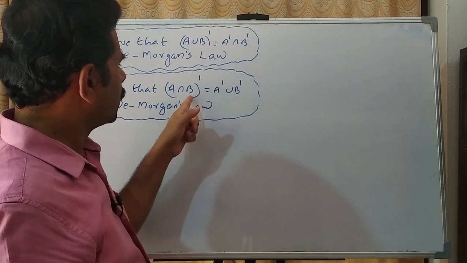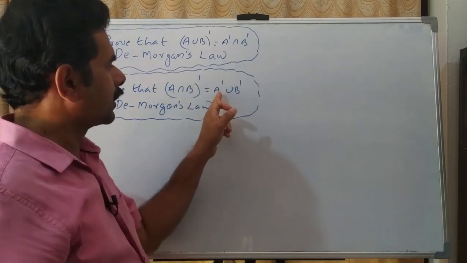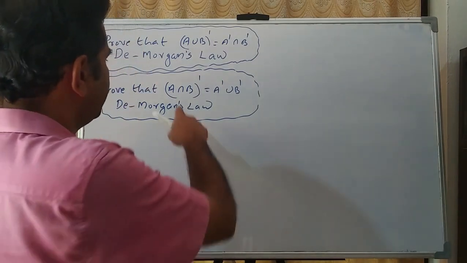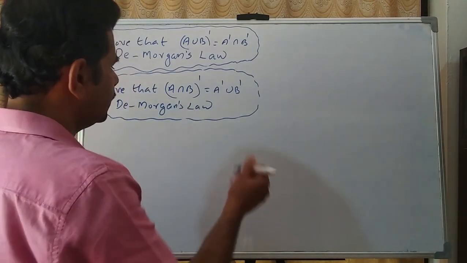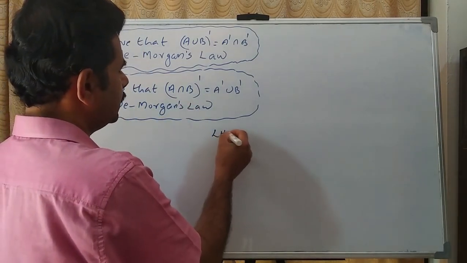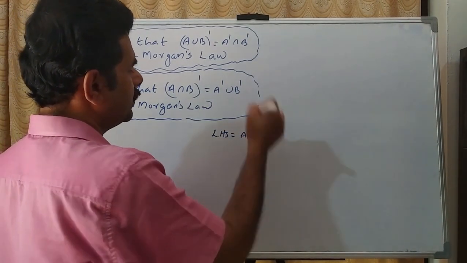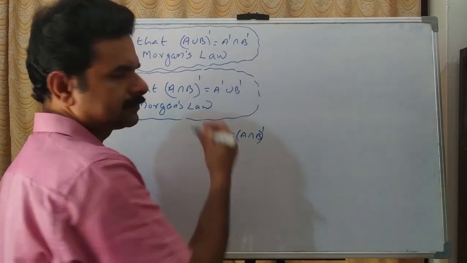A intersection B whole complement, which is equal to A complement union B complement. So firstly, we are taking the left hand side. What is left hand side? Left hand side is A intersection B whole complement.